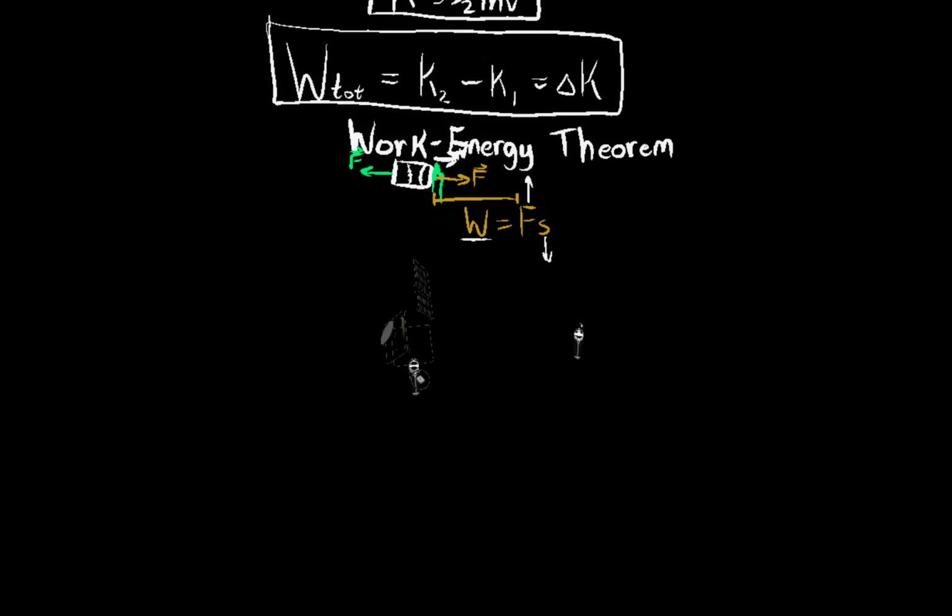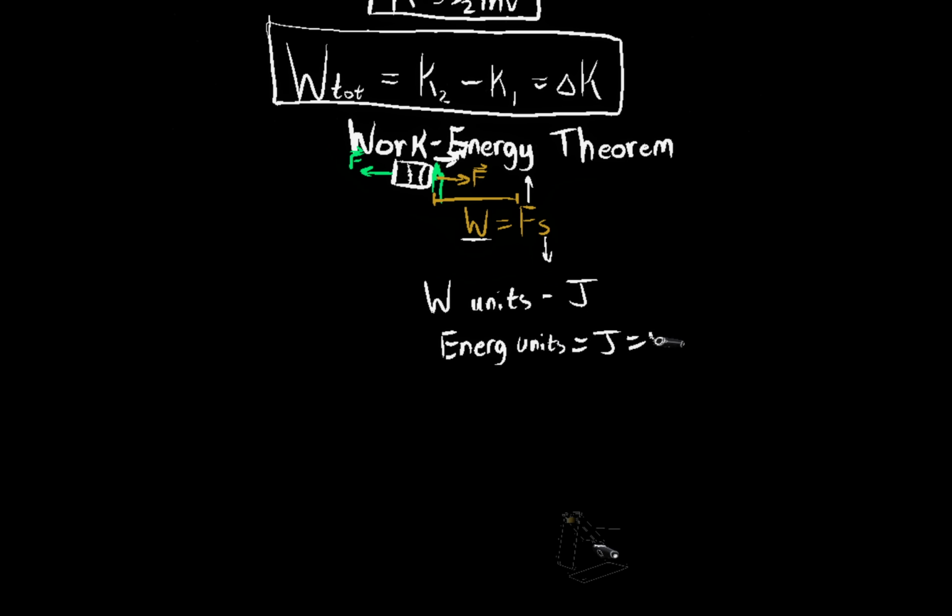So energy and work have the same units. The units of work was the joule, and the units of energy is also the joule. This is Newton meters, right?